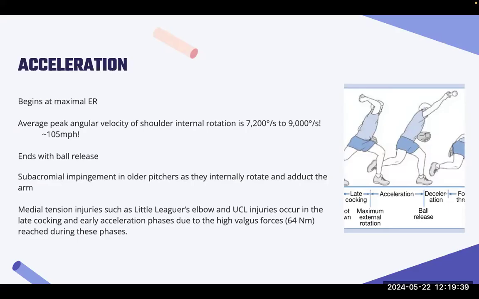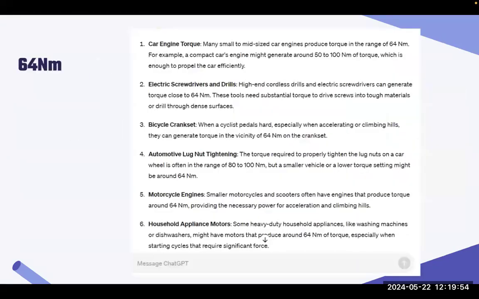And really, when we look at the forces on the medial elbow, it's about 64 newton-meters. I forgot exactly what that is, but essentially, what does that mean? 64 newtons is like a very small car engine or an electric drill or a bicycle crankset, or a motorcycle engine or a household appliance motor. I mean, it's a lot of force that we are putting on the medial elbow for this. So that's why, again, thanks ChatGPT for giving me examples of what 64 newtons is.